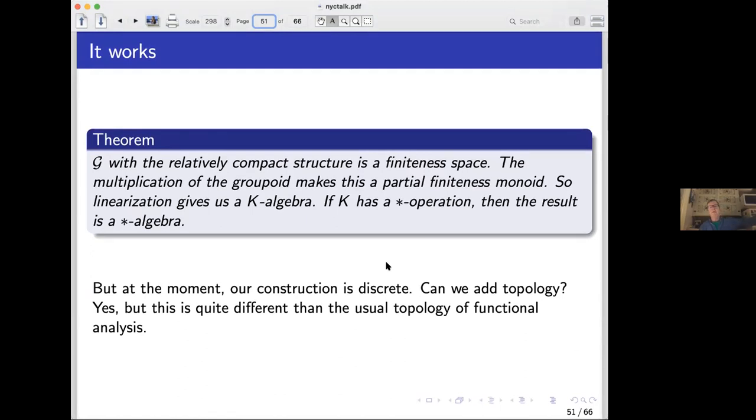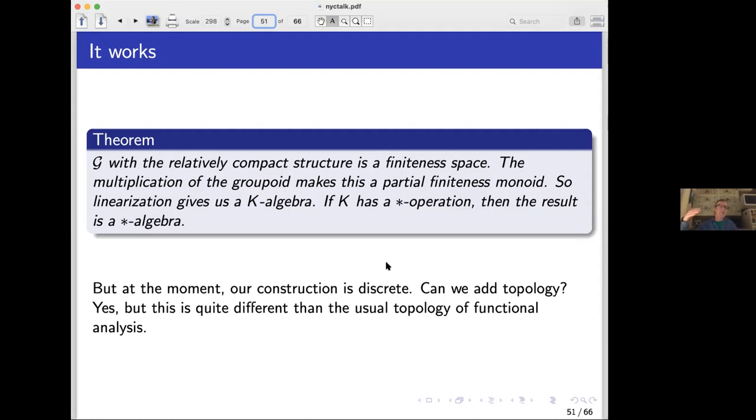G, the previous G by those four authors, with its relatively compact structure is a finiteness space. The multiplication of the groupoid makes it a partial finiteness monoid. The linearization process gives us a K algebra, and if K has a star algebra, then I also get a star algebra. A big question that we don't know the answer to is, what's the relationship between this algebra that we just constructed and the algebra that functional analysts construct? And we don't really have any results on that at the moment. But it's a subject well worth studying.